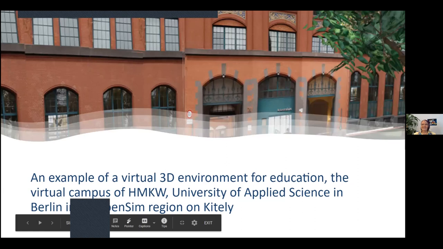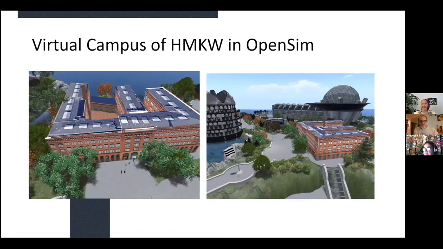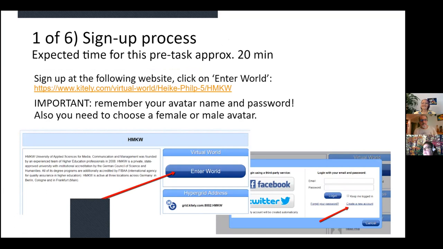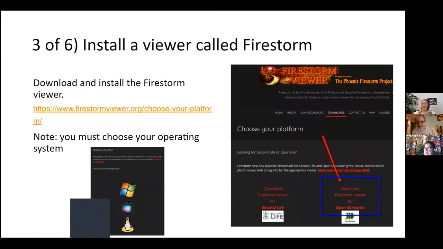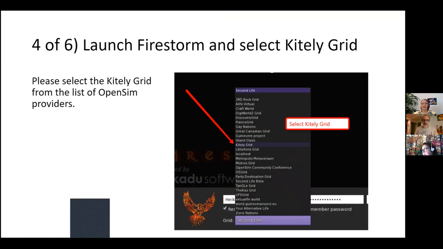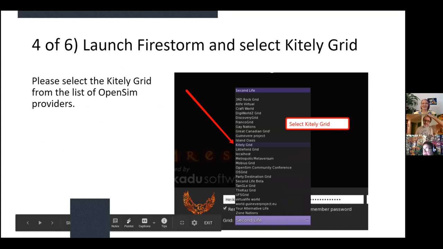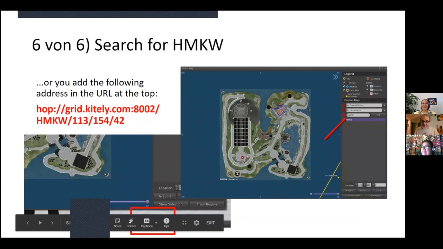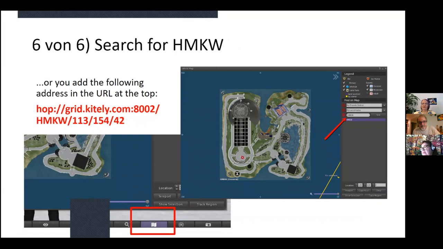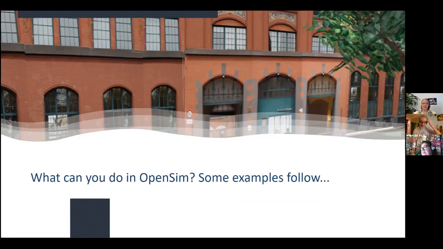As an example, this is the virtual campus, and we went through the sign up process. You did that. You went and created your avatar. You downloaded the Firestorm viewer. You launched Firestorm. You selected Kitely Grid, and we had to learn that we have to enable this, as important information. Then you enter Kitely, and then you enter HMKW. But obviously you used that grid already to set it up.